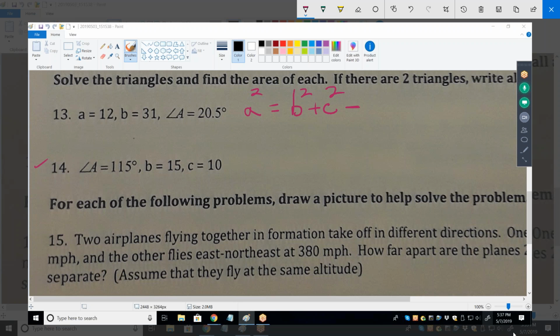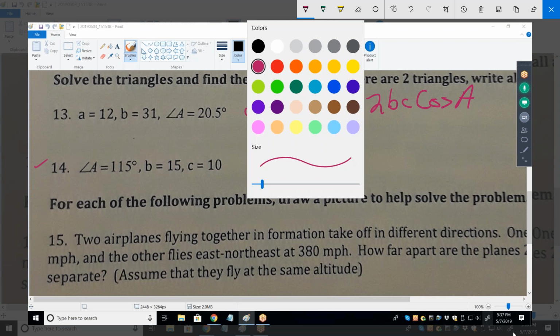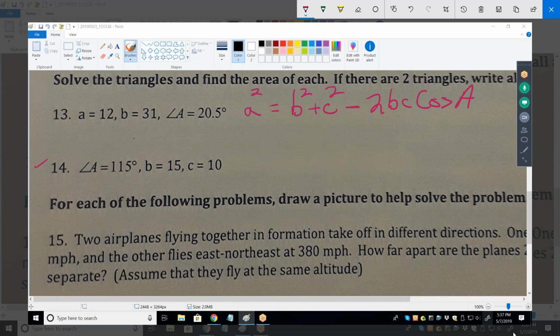So minus 2bc cosine of A. Yeah. We know it's cosine because it's called the law of cosines. So it's never going to be sine there at the end. Okay, so now let's plug everything in. We don't know a, that's what we're trying to solve for.